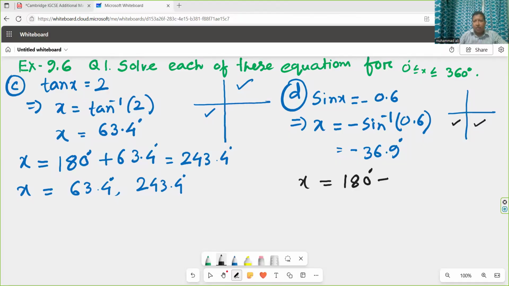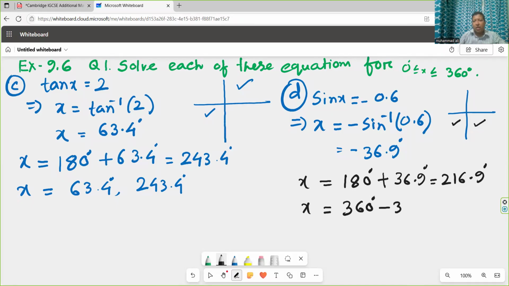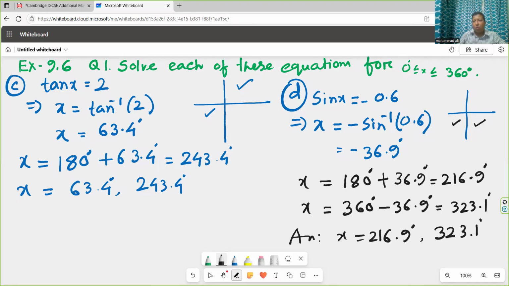180 degrees plus 36.9 degrees. So we'll get here 216.9 degrees. Another result in the fourth quadrant: from 360 degrees subtract 36.9 degrees, we'll get 323.1 degrees. Answer: x equals 216.9 degrees and another answer 323.1 degrees.